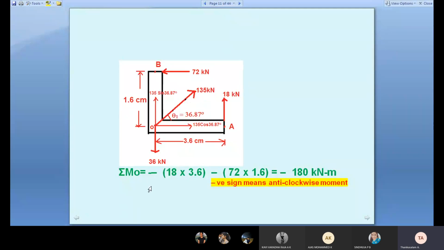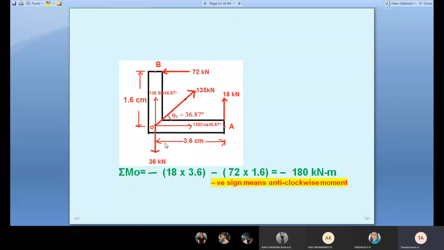How do you find out? You see the reference point. Any force that comes to the reference point or goes from the reference point does not give moment. See here, at the O point there are three forces. One force, 136, goes vertically downward, so it does not give any moment. One force, 135 cos 36.87, goes in the horizontal direction, so it does not give any moment. 135 sin 36.87 goes vertically from the O point. So three forces do not give moment.